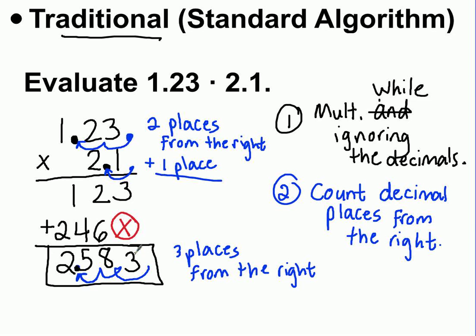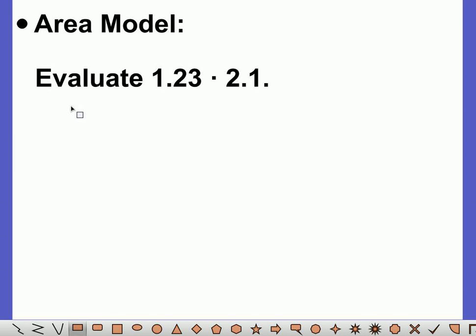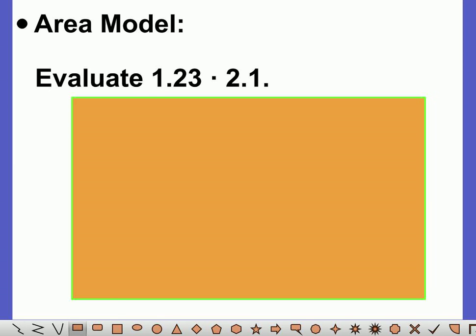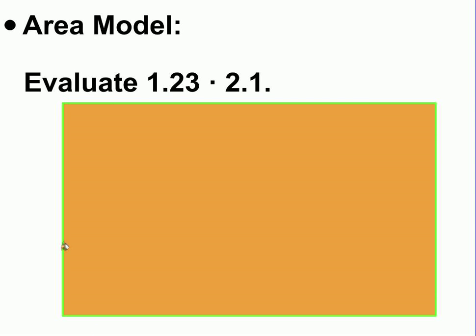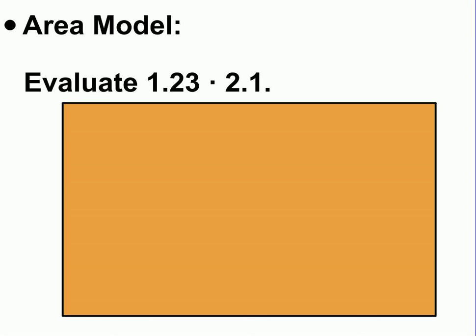Later on in this video we'll get into why this actually works. Okay. So this is what you do if you're using the traditional way or the standard algorithm way. Now another way is the area model. And so for the area model, again, it's good to know as many ways as possible. But another goal too is to feel comfortable with at least one way.